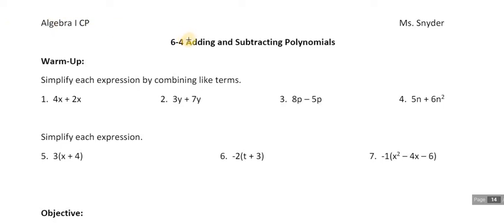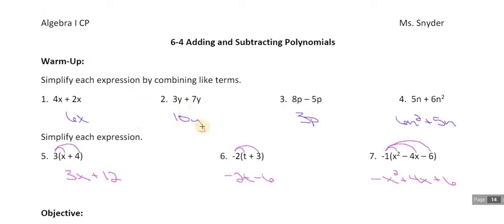For section 6.4, we're going to be adding and subtracting polynomials. There are 7 warm-up problems. The first 4, you're asked to simplify each expression by combining like terms. And 5 through 7, you are simplifying each expression. You'll notice we have a number on the outside of each set of parentheses in 5 through 7, and that will require some distribution. Okay, so please take a minute, complete the warm-up.